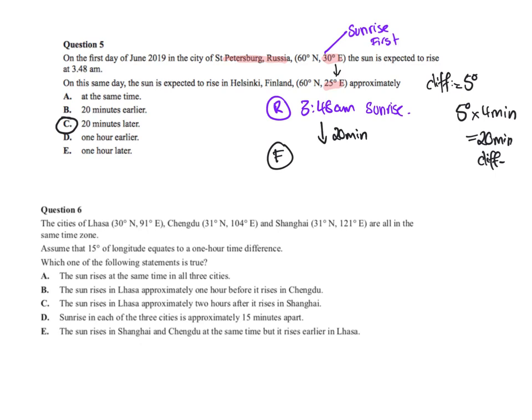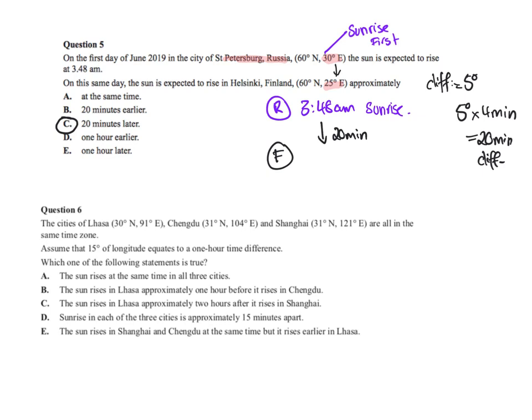Okay. All right, and let's look at the next one. The cities of Lhasa and Chengdu and Shanghai are all in the same time zone. Assume that 15 degrees of longitude equates to 1 hour of time difference, which they always say. I say, which of the following statements are true? Okay, so we're going to go through them.